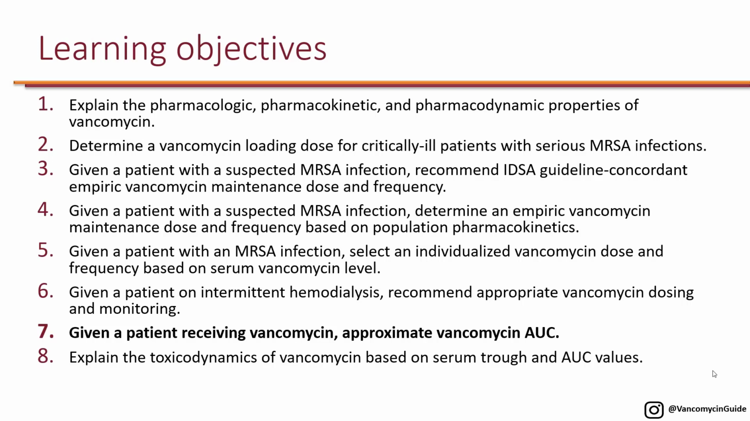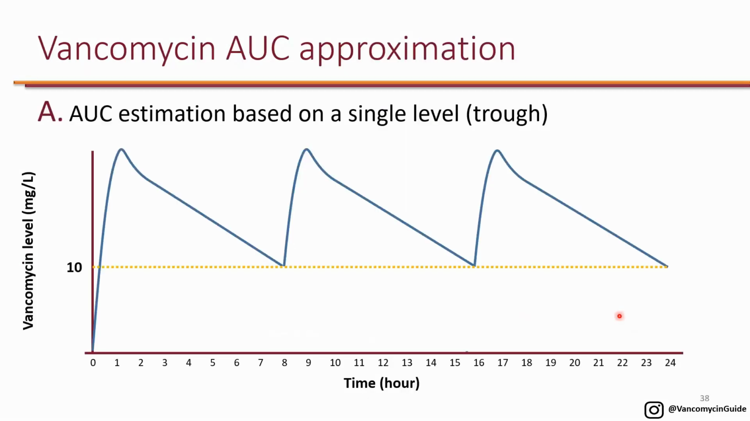Now the next learning objective is, given a patient receiving vancomycin, approximate vancomycin AUC. Remember that AUC is for a 24-hour period of time. In this example, we're showing you a Q8 dosing of vancomycin. On the horizontal axis, you have time, from time 0 to time 24. On the vertical axis, we have vancomycin concentration in the blood. If you give this vancomycin dose 3 times a day, or Q8, you get a peak 3 times. And the area under all of this would be considered the AUC for the 24-hour period.